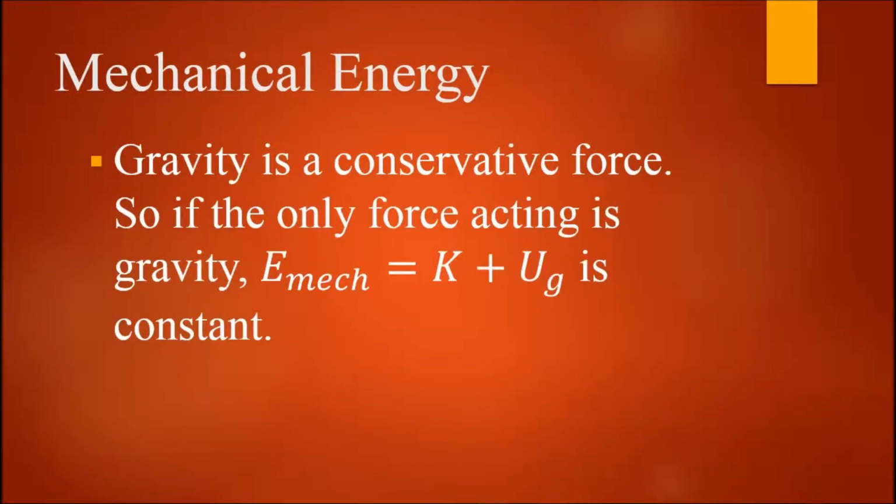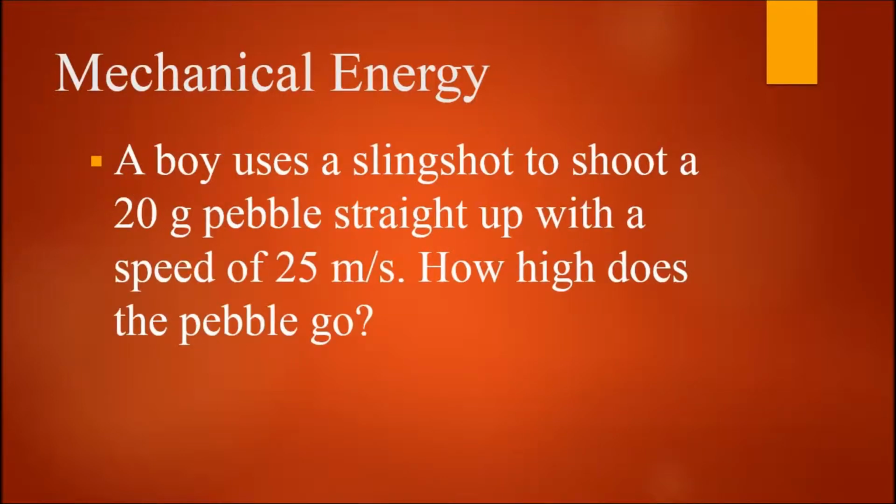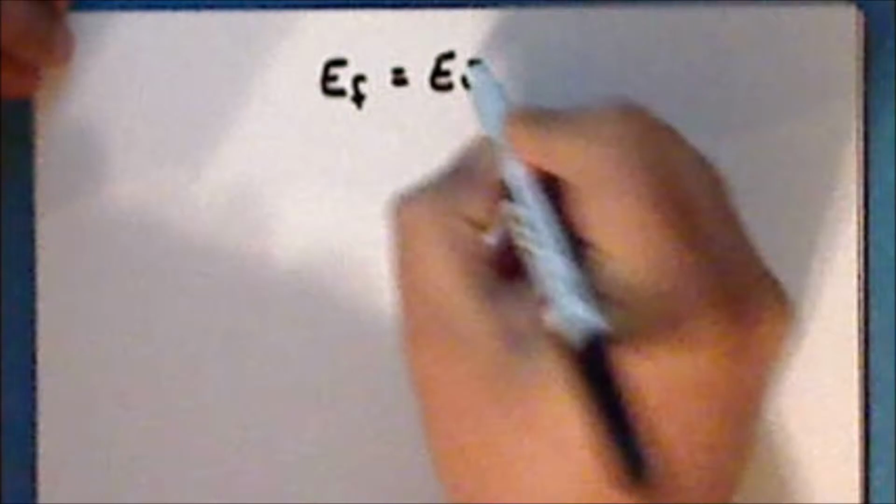Now, gravity is a conservative force, as we will see. So if the only force acting is gravity, then the mechanical energy of the system, which is the sum of the kinetic energy and gravitational potential energy, is constant. So let's look at an example. A boy uses a slingshot to shoot a 20-gram pebble straight up with a speed of 25 meters per second. How high does the pebble go? Since the only force acting on the pebble once it is launched is gravity, and gravity is a conservative force, the final mechanical energy of the system is equal to the initial mechanical energy of the system.